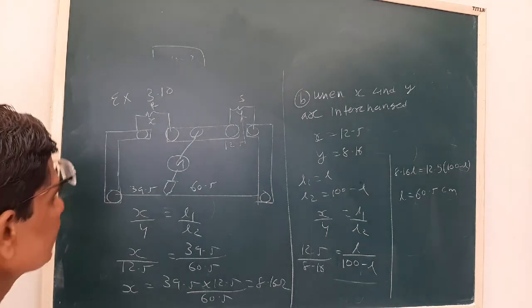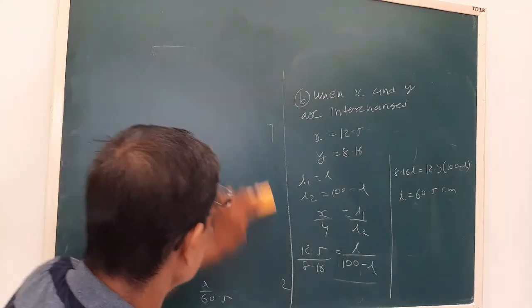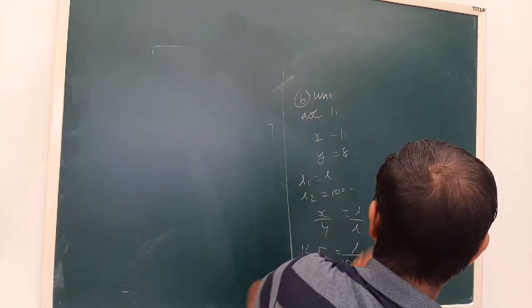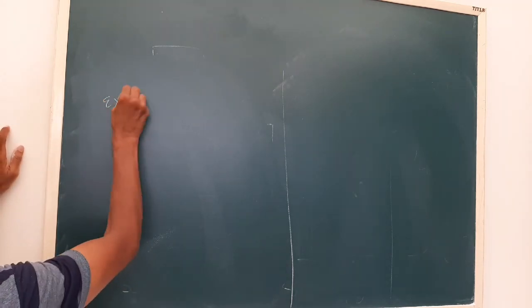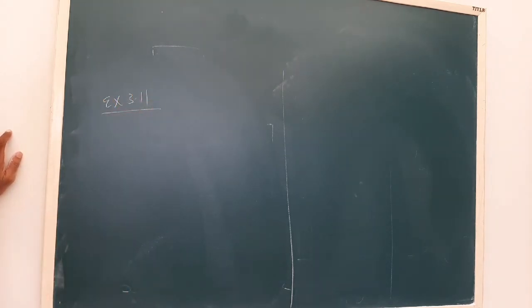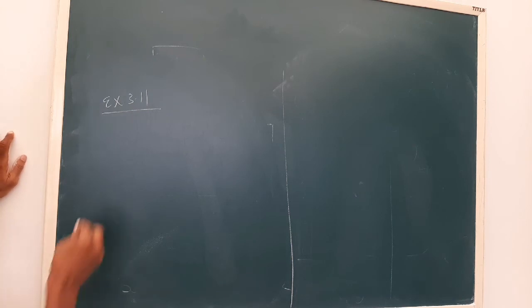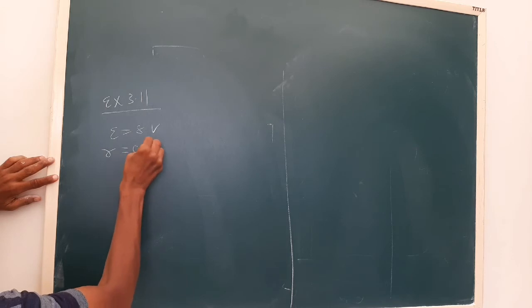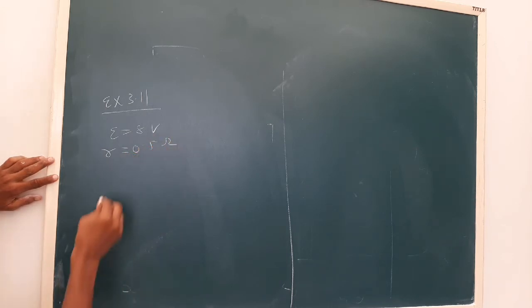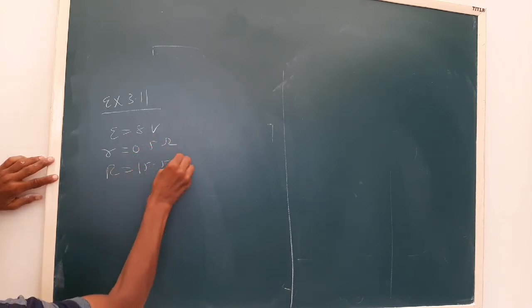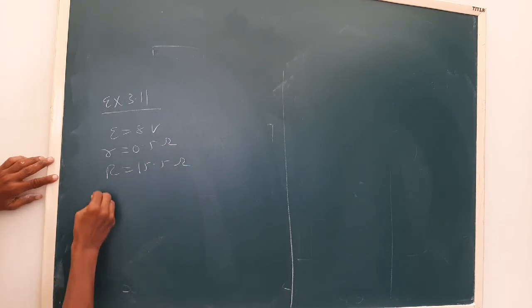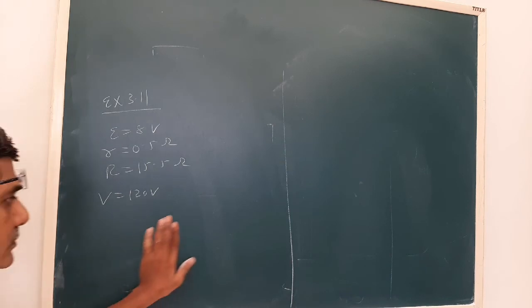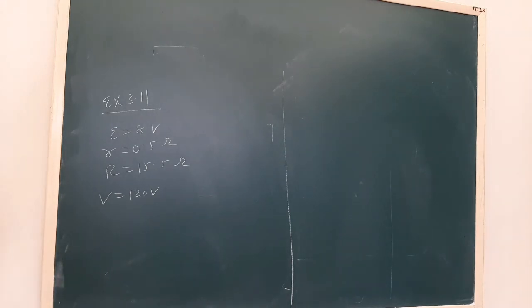Now see, next is exercise number 3.11. The question says the storage battery of internal resistance 0.5 ohm is connected with the external resistor of 15.5 ohm, and voltage is 120 volts. What we have to find out: current and the terminal voltage.